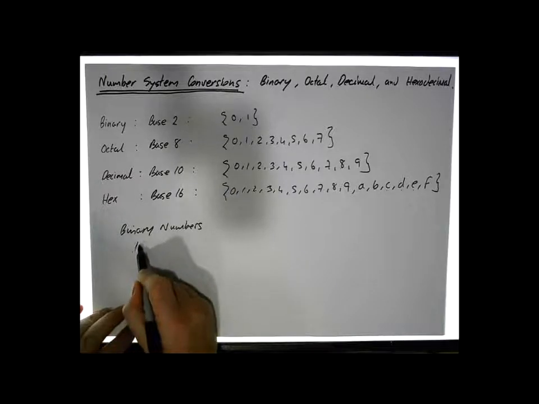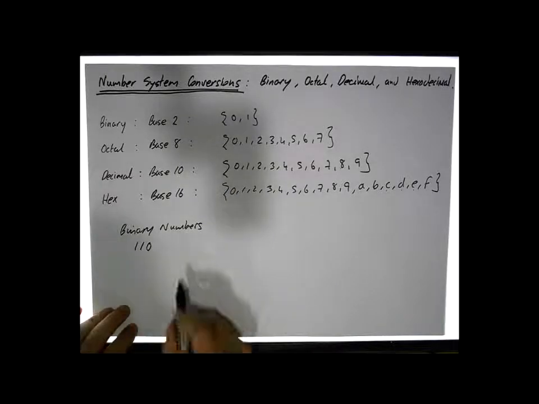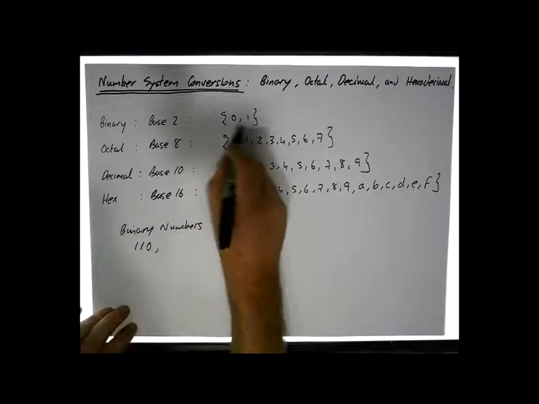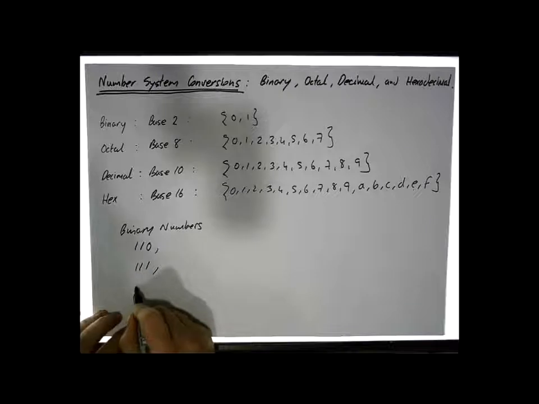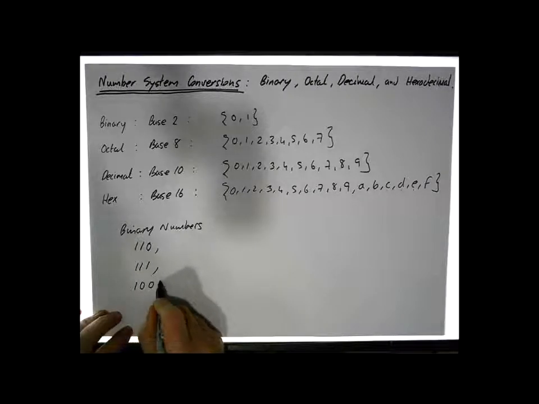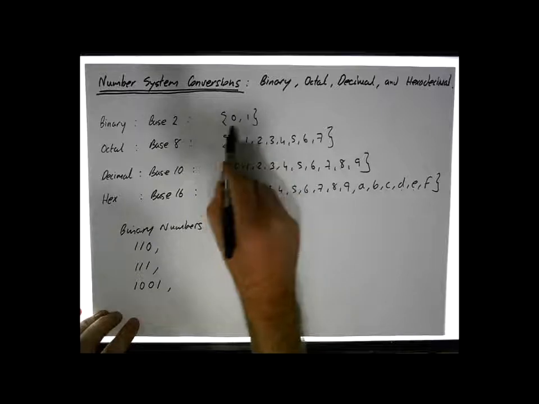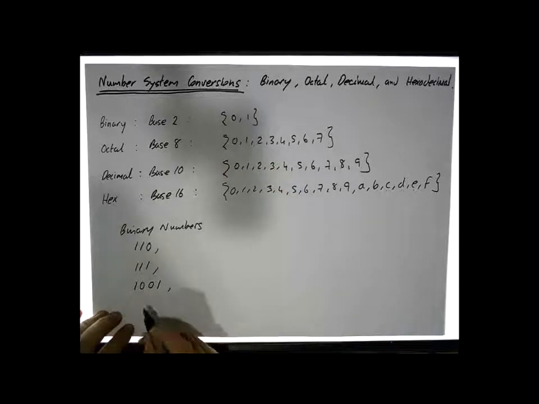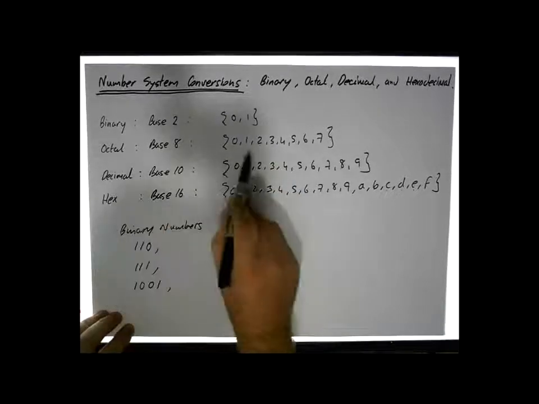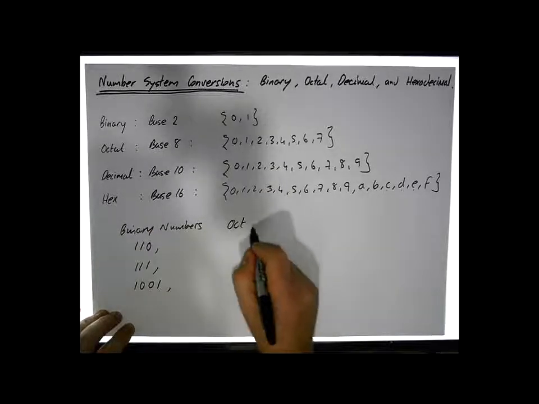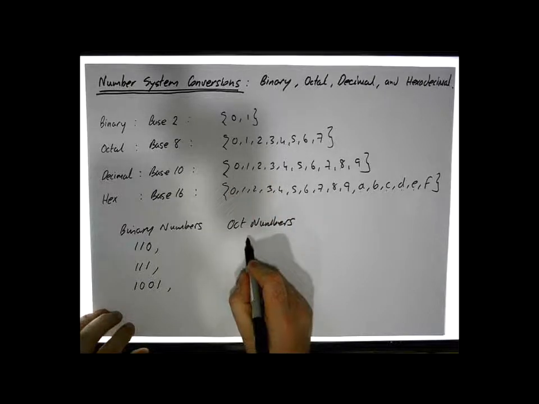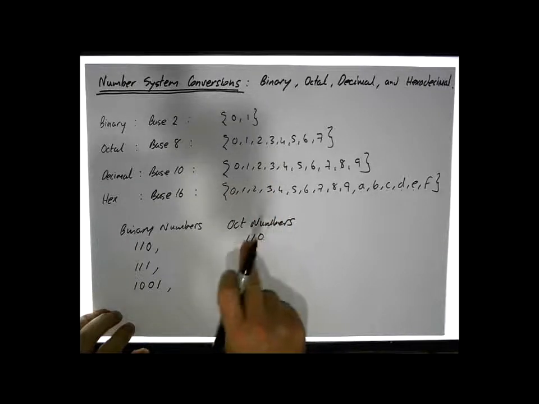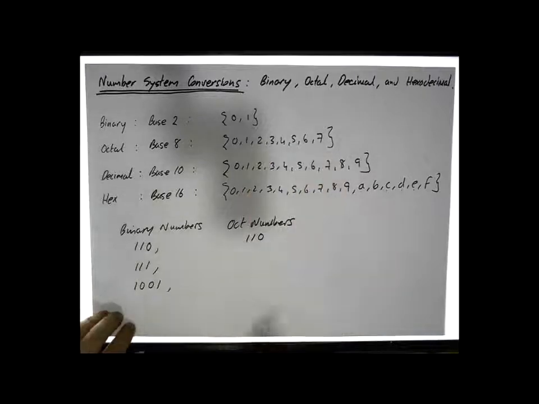So you might have 1, 1, 0. That's a valid binary number because the digits in it are taken from this particular set. You might have 1, 1, 1. You might have 1, 0, 0, 1. These are all taken from this particular set of numbers. So these are all valid binary numbers. But hang on. If you look at the octal system here, a valid octal number would also be 110, because these digits are taken from that particular set. So this is nice where we have a little bit of ambiguity coming into play here.